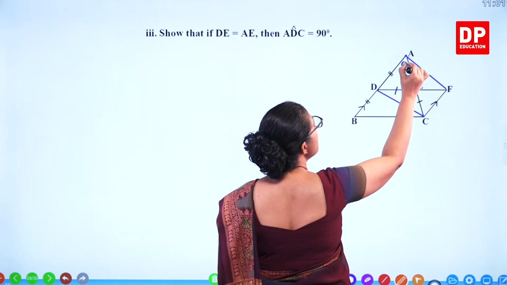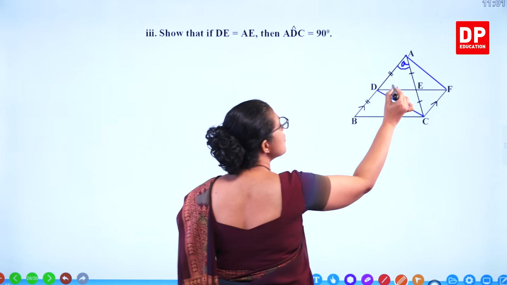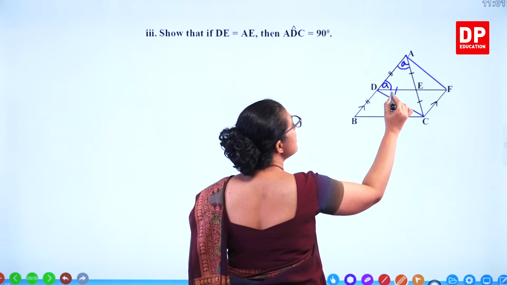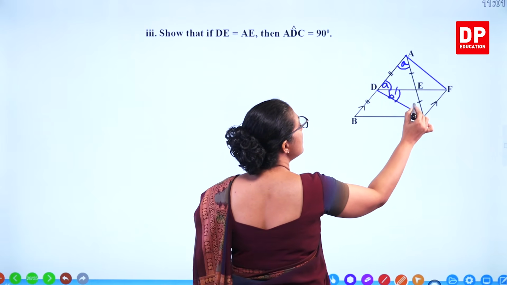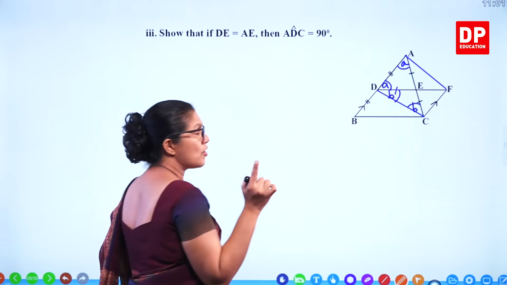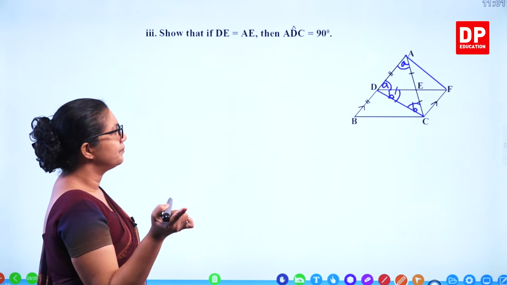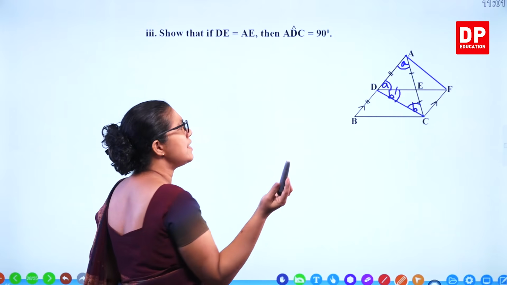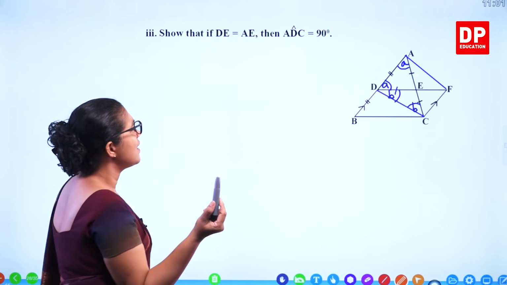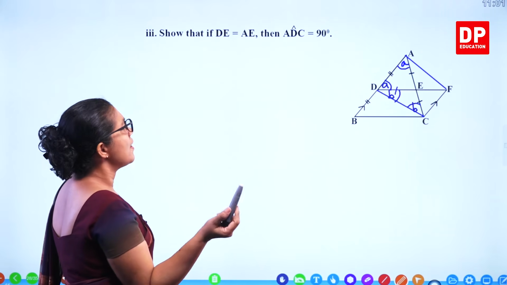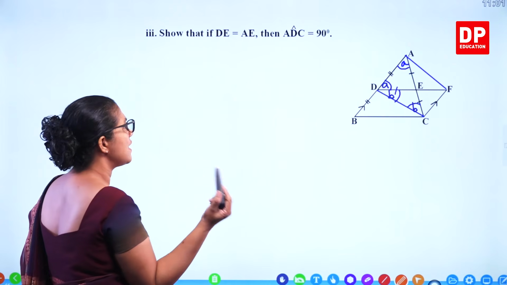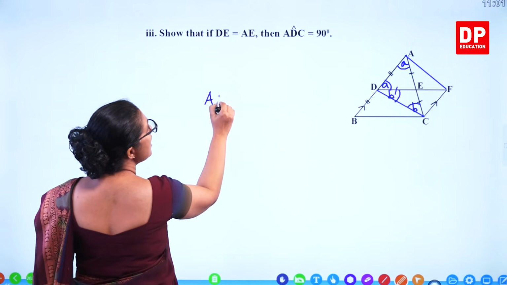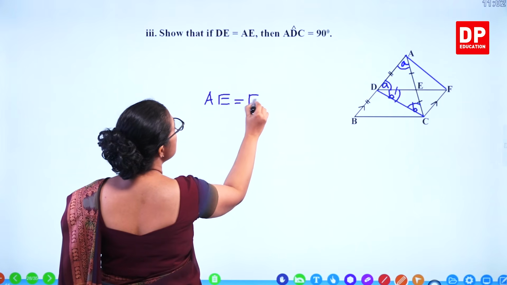If you put A here, this is an isosceles triangle, this is A. To this triangle, if you put B here, this is also B because of isosceles triangle. But we know 2A plus 2B is 180. So what is A plus B? 90 degrees. A plus B is ADC. So that's easy.